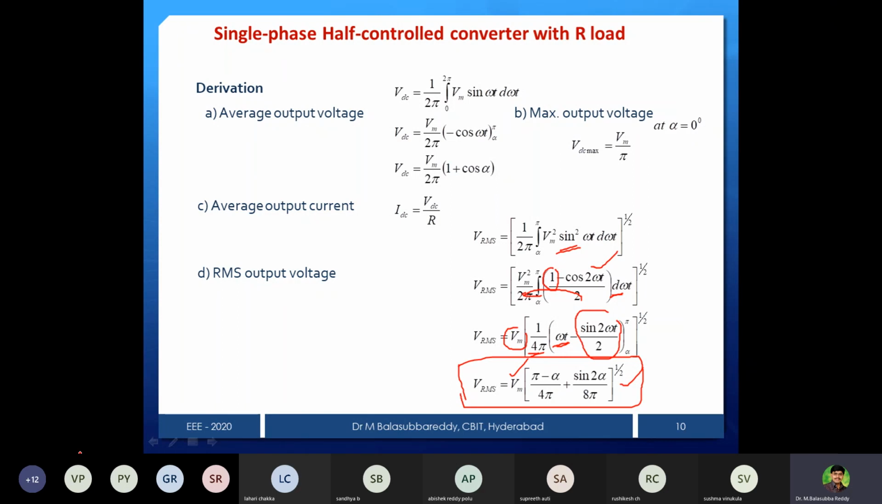Now we will get the RMS current. Once you know the RMS voltage, you will get the RMS current. Simply IRMS is equal to VRMS divided by R. Like here, the average output current is IDC equals VDC by R. Now here we can simply write IRMS equals VRMS by R. So that will give what we call the RMS current.